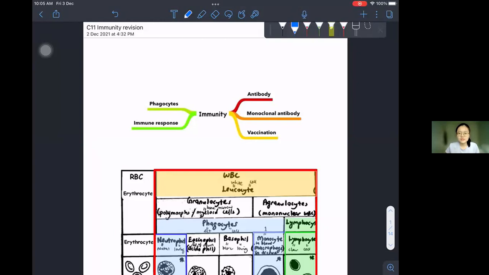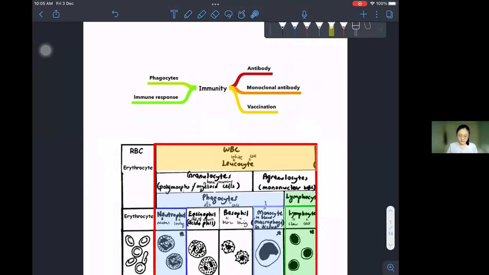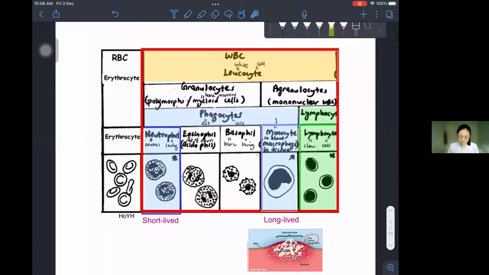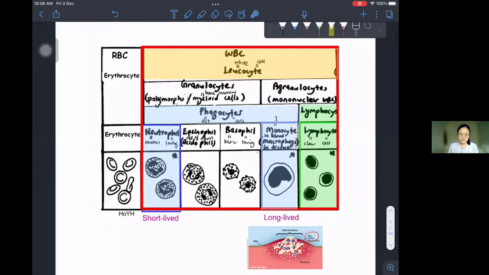Everyone, today me and Paywen are doing revision on the immunity chapter, and this chapter is divided into 5 parts, which are phagocytes, immune response, antibody, monoclonal antibody, and vaccination. I will be covering phagocytes, immune response, antibody, and monoclonal antibody, and vaccination will be covered by Paywen later. So we will start off with revision on the phagocytes.